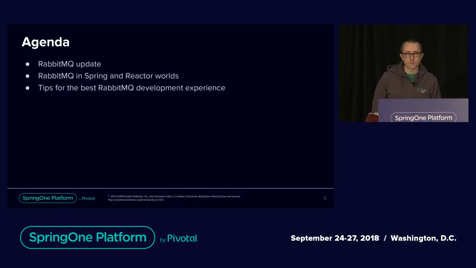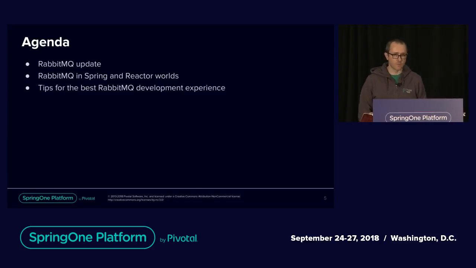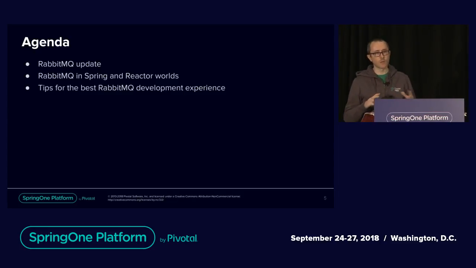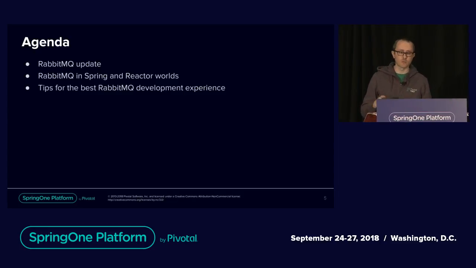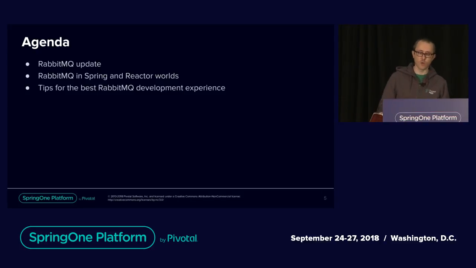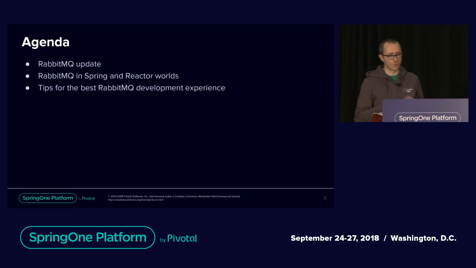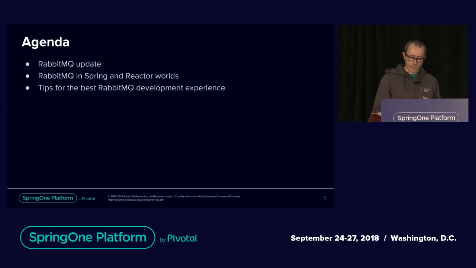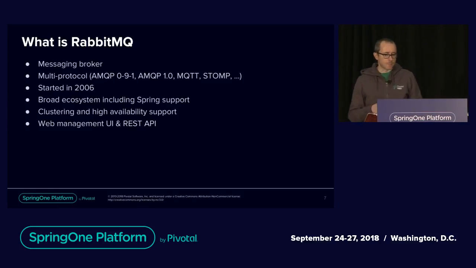So here's the agenda. We're going to have an update on RabbitMQ, new stuff in the last version. Then the bulk of this presentation will be how to use RabbitMQ inside the Spring and Reactor worlds. And we're going to end up with tips to have the best RabbitMQ development experience, so tips around design and how to install RabbitMQ correctly on a workstation and so on.